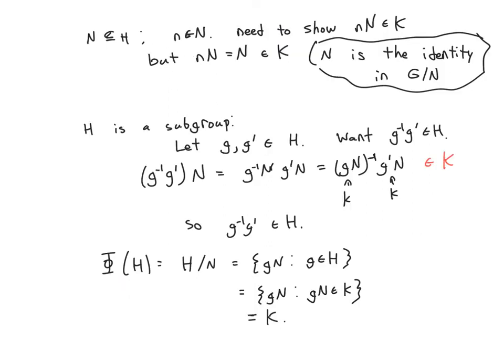Well, what do we need to show? We need to show that N is a subgroup of this H we just chose. Well, let n be an element in capital N. We need to show that n is an element in this collection in the codomain. But nN is the identity coset.